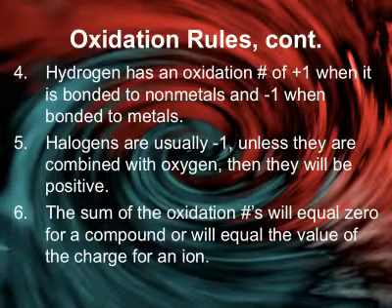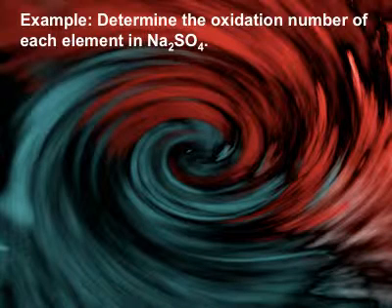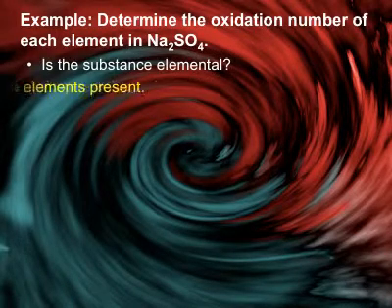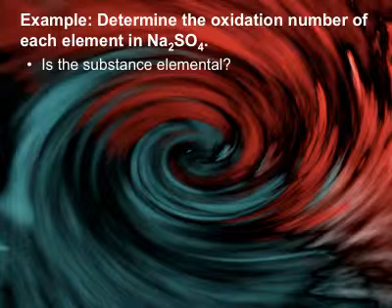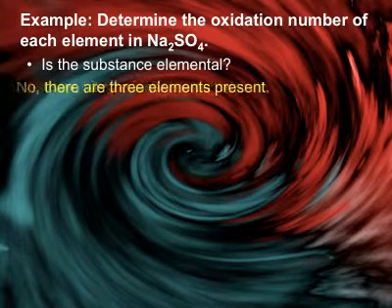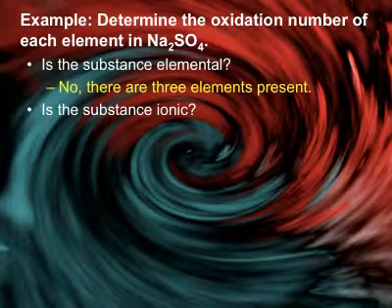Okay, so let's do an example. The first example says determine the oxidation number of each element in sodium sulfate. So, in order to do this, we're going to ask ourselves a few questions. First of all, is this substance elemental? No. There are 3 different elements present, right? Okay. Is this substance ionic?